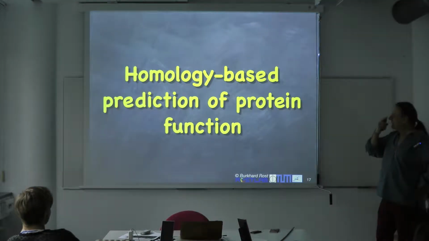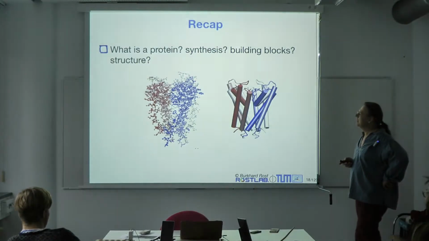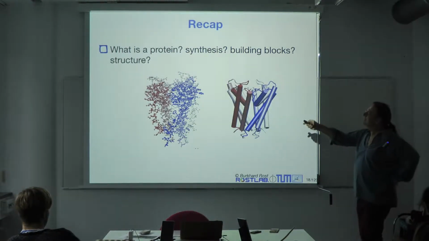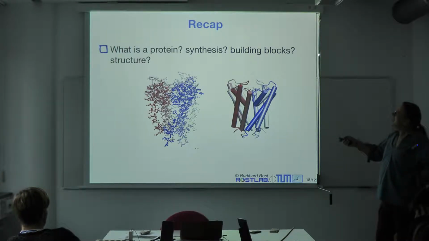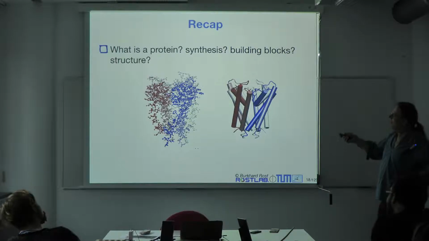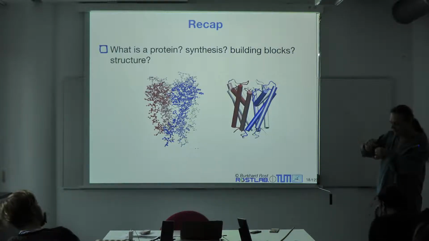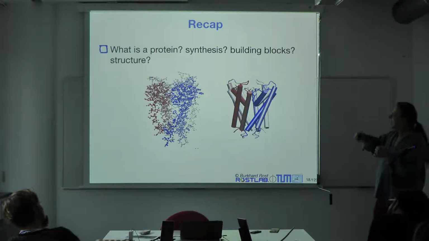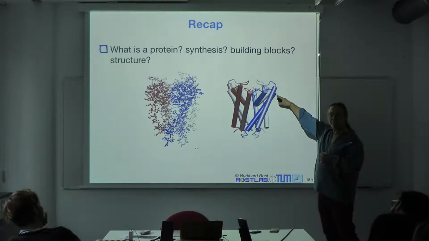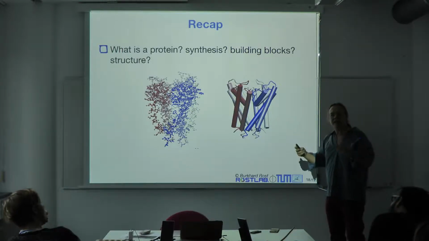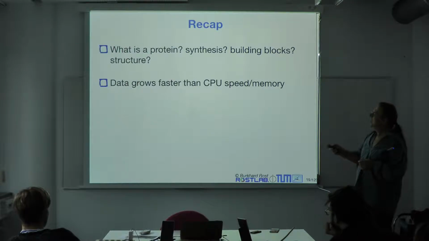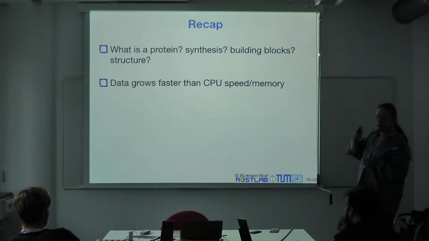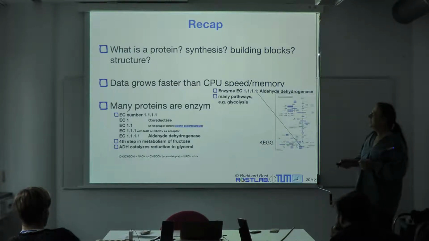Okay, let's get back to the main issue here. Before we get into the main issue, again, what is a protein? A protein is a unit that comes from a gene. They're building blocks. On the smallest level, the building block is a residue, an amino acid. On a higher level, you see secondary structure segments, here the helices. And on an even higher level, you see domain architectures. You could see these are two different domains. They come together. Again, the biological data grows much faster than the CPU speed.